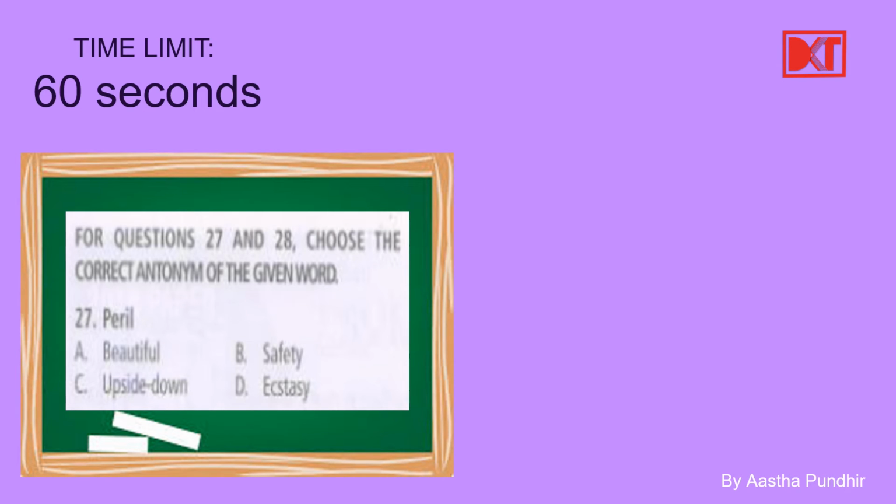Alright, here for questions 27 and 28, choose the correct antonym of the given word. So here we are given a word and we have to choose the word which means the opposite. Here we have peril and the options are beautiful, safety, upside down and ecstasy. So here peril actually means some sort of a danger. Okay, so we can say the opposite word can be safety. The correct answer is B, safety.